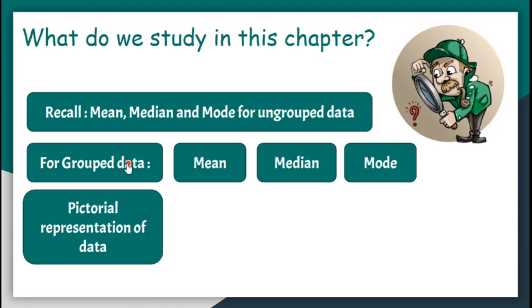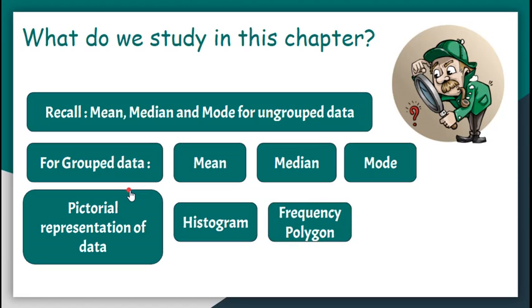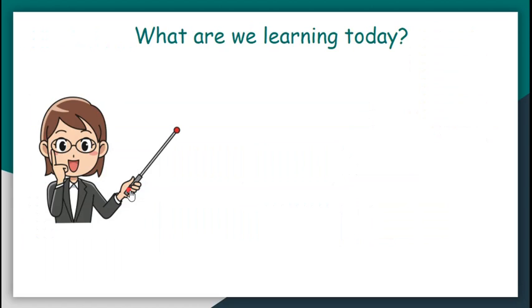Pictorial, meaning pictures. So we will represent data in the form of pictures using, number one, a histogram, second, a frequency polygon, and third, a pie chart. So this is all that we are going to do in this chapter. Let's quickly restart. The first thing that we are doing today is, so you can start pausing the video and write all the necessary things that come up.